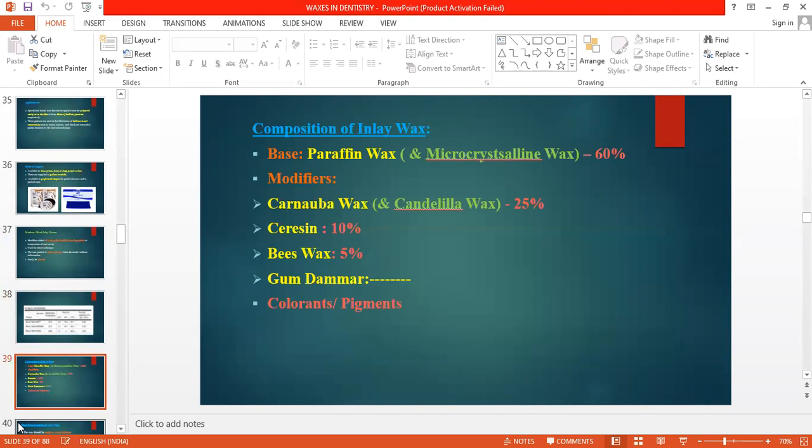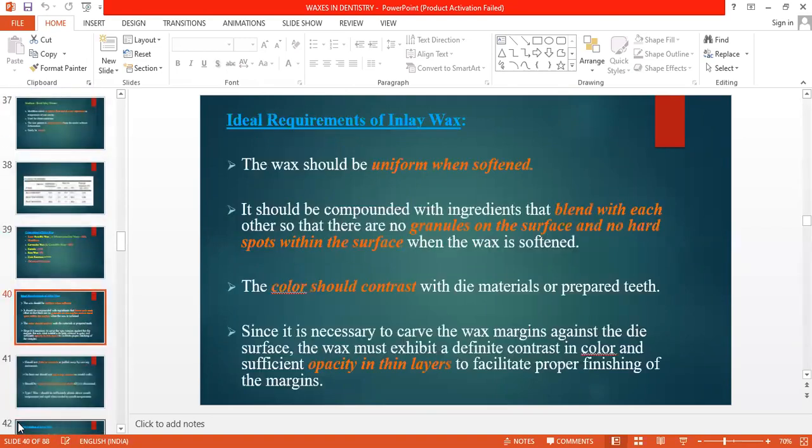And composition of inlay wax: base paraffin wax, modifiers, carnauba wax, resin wax, beeswax, gum resin, colorants or pigments. And what are the ideal requirements of an inlay wax?